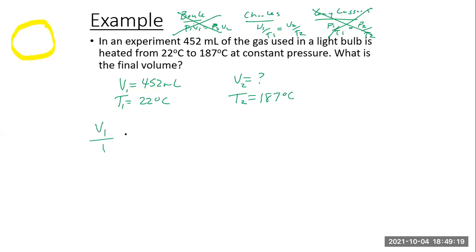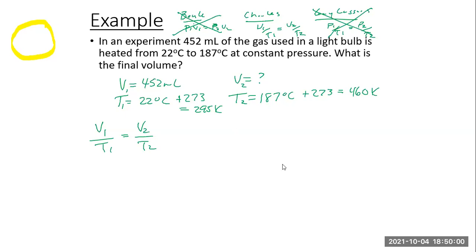V1 over T1 is equal to V2 over T2. Remember that for the volume here, there is no real restriction, but definitely for the temperature. So before you get too far into it, you do want to convert into Kelvin just to make sure you don't forget to do that. So we do want to add 273 to each of these temperatures. That's going to yield me 295 Kelvin. And again, we'll add 273 here, and that's going to get me 460 Kelvin. So again, if it's a gas law and you need a temperature, it definitely should be in Kelvin.